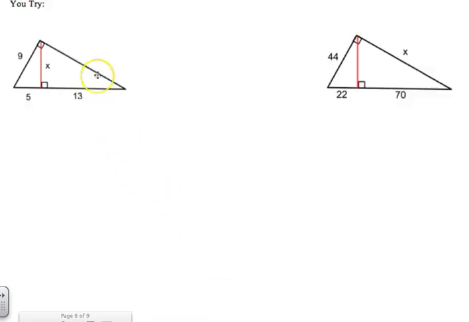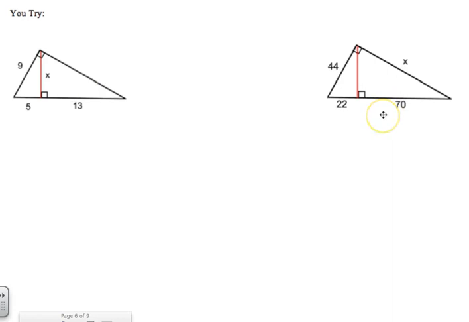You will get a decimal for this right one, so go ahead and simplify that, and you can use a decimal. So press pause and try those.